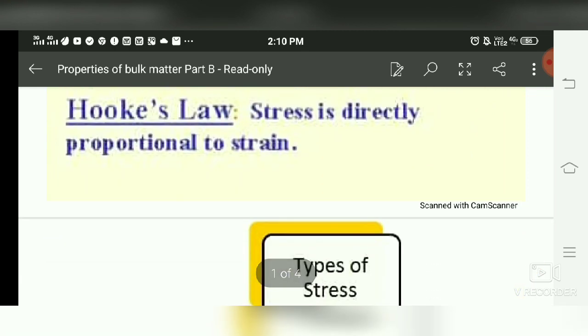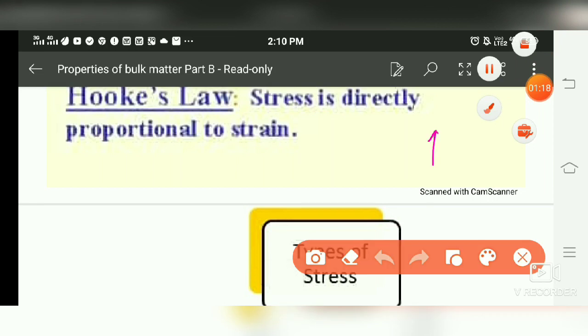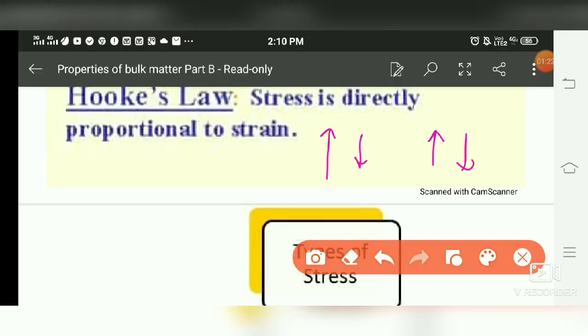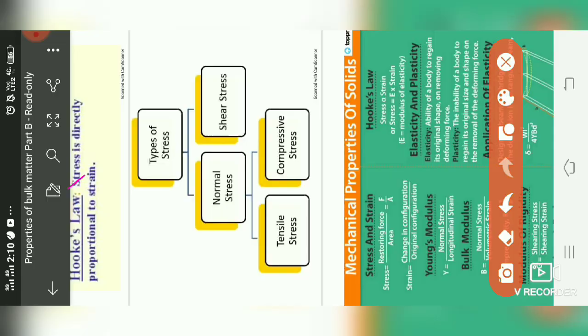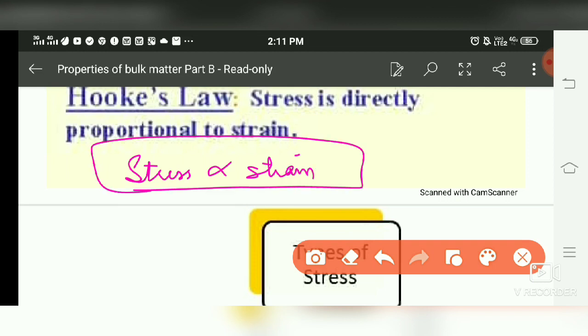Hooke's law states that stress is directly proportional to the strain, that if strain is more then stress is more, if strain is less then stress is less. So it states that stress is directly proportional to the strain. This is according to Hooke's law. More the strain, more the stress, less the strain, less the stress.